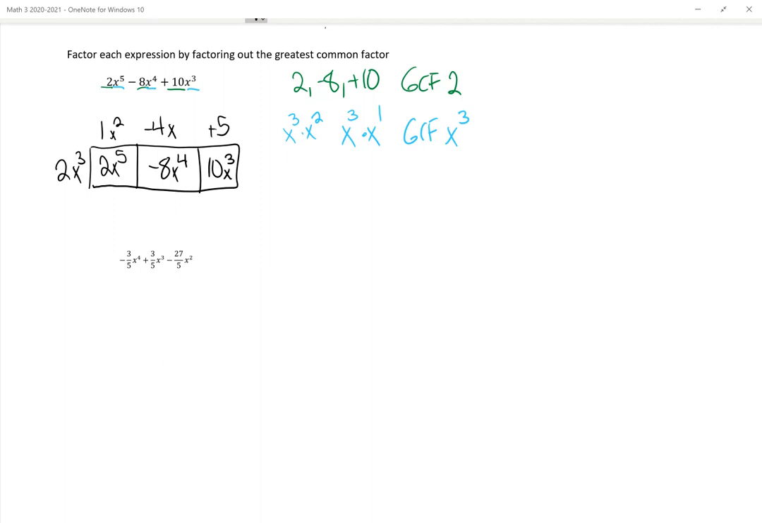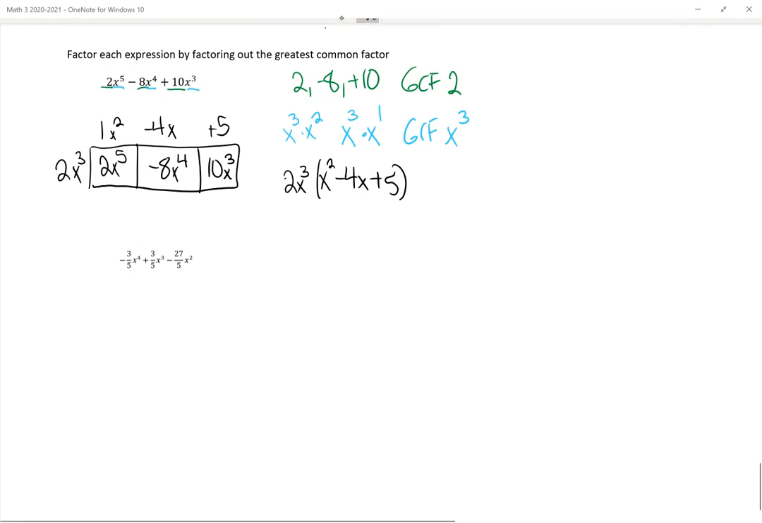Remember, when I'm factoring out, I'm asking what multiplies to be the given expression. So I've been able to factor this first one to be 2x to the third times x squared minus 4x plus 5. But I see an opportunity.